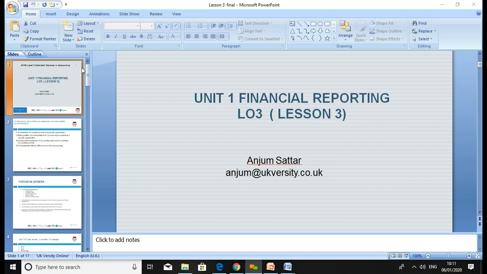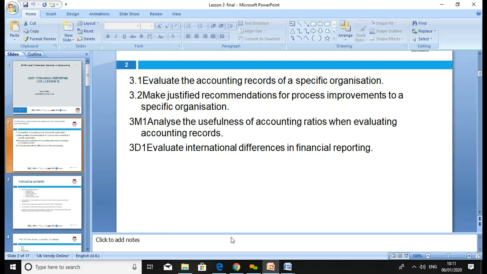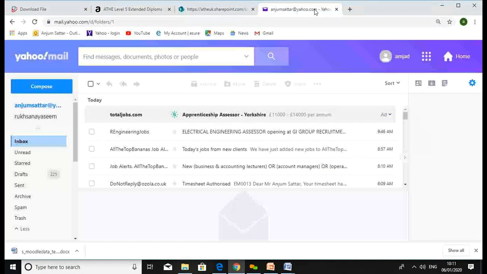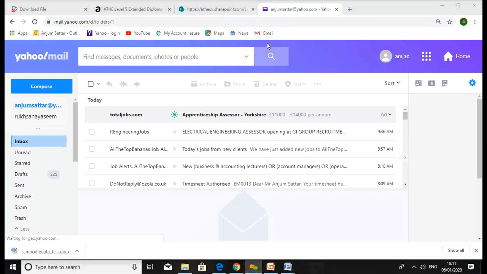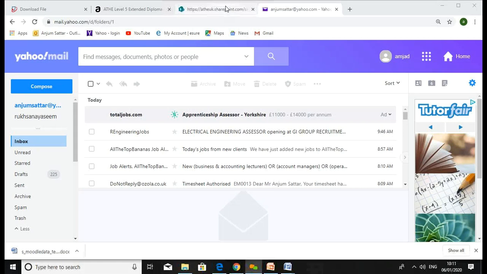So we'll start our last lesson regarding LO3. In LO3, we'll first discuss what we're supposed to learn, so we can recap what we already learned before, and then we can start our proper lesson.